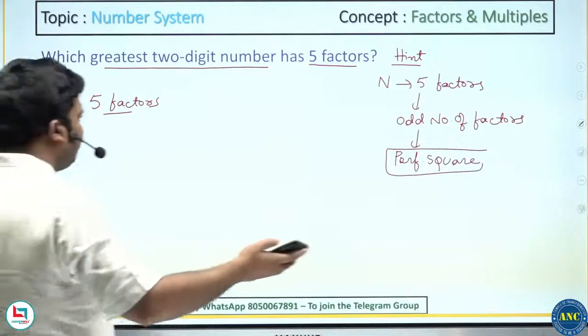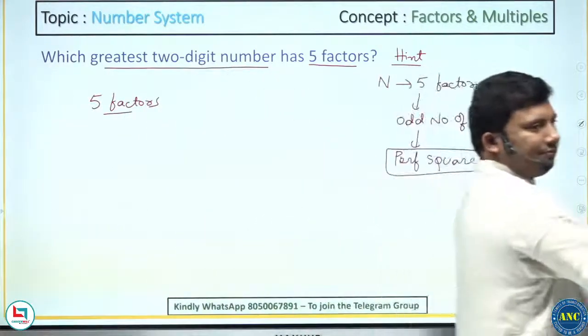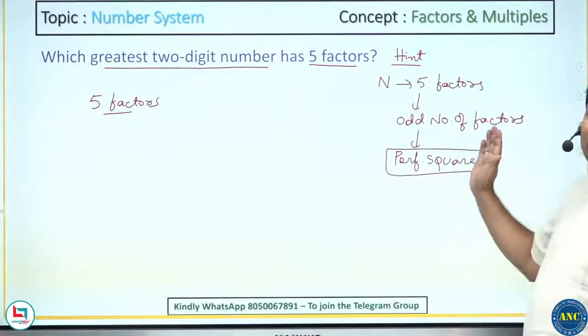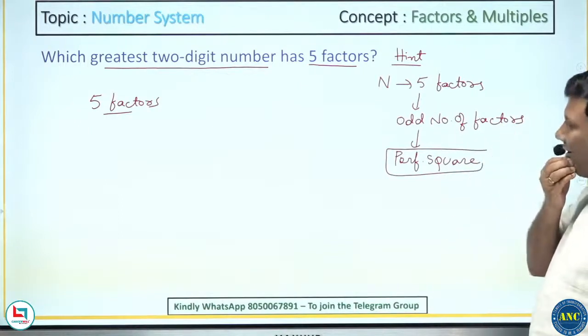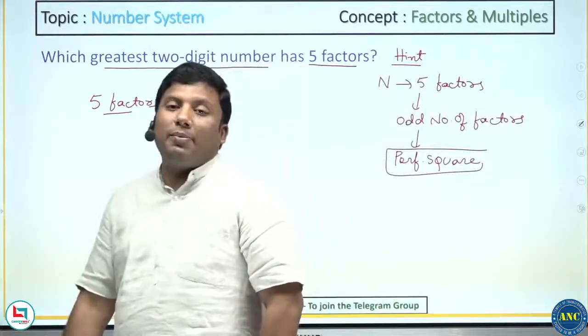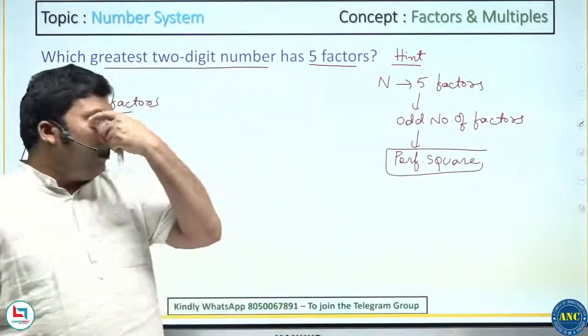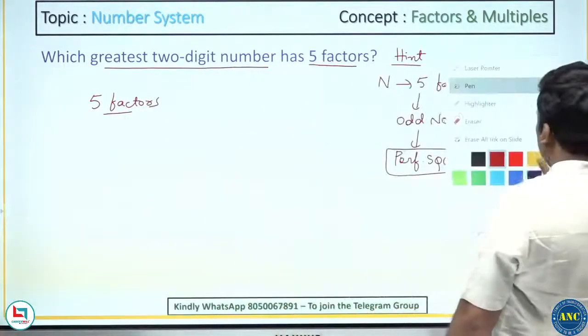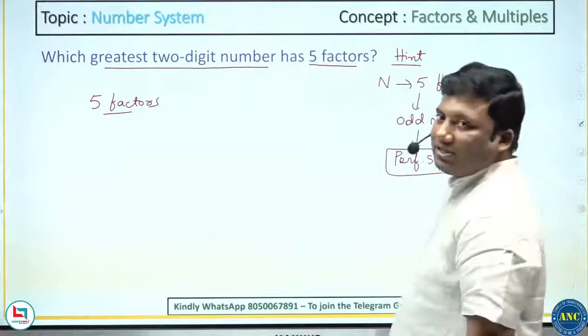We are back. Number of factors are 5. 5 is an odd number. Odd number of factors means the number will be a perfect square. Eliminate the answer options which are not perfect squares. Don't forget that, and keep an eye on the answer options.